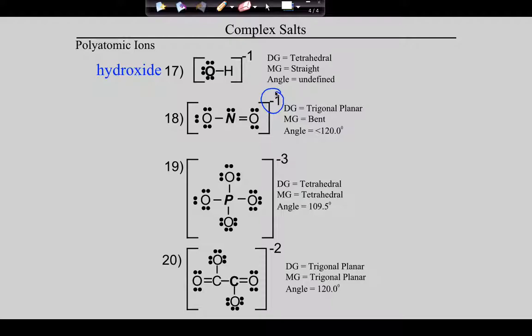Be careful, NO3 is nitrate, but the one that we're looking at here is NO2, and that is called nitrite. If you're curious, the ate and ite endings actually indicate how many oxygens there are. Ate always contains more oxygen, and ite is less oxygen. It doesn't mean 3 and 2. Ate just means more, and ite means less.